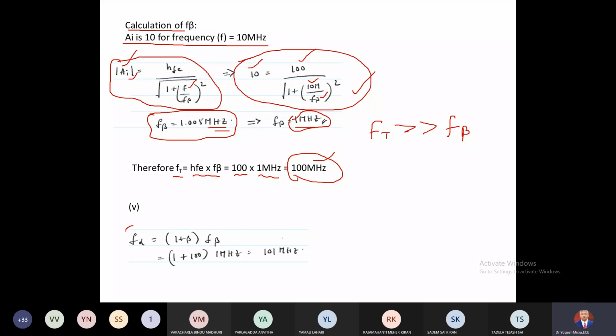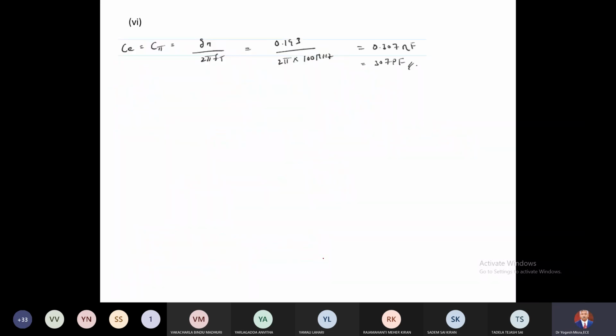And F alpha. Okay, 1 plus beta is 101, multiplied by F beta, 1 megahertz. You will get 101 megahertz here.